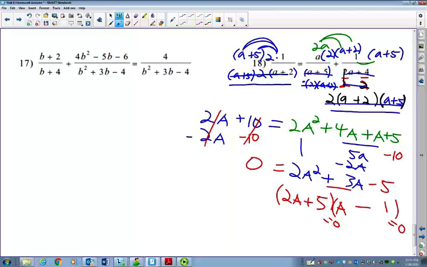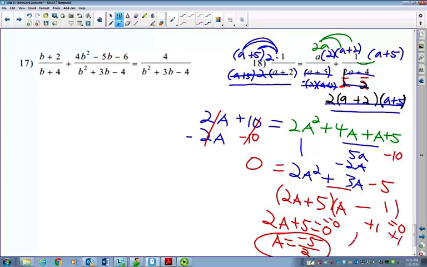So then we get 2a plus 5 is equal to 0. So we're going to minus the 5 to the other side and then divide by 2. So we get a negative 5 over 2 is our first solution there. And then over here we're going to add 1 to both sides, so we get just a is equal to 1. So we get a equals 1 and a equals negative 5 halves.